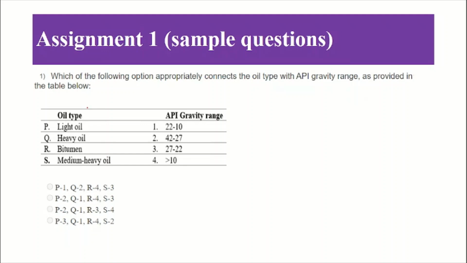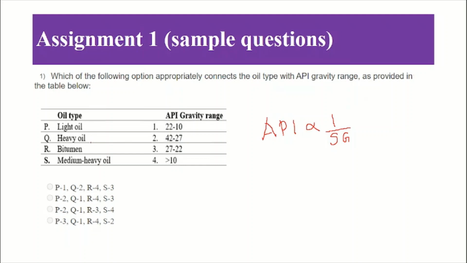I'd like to discuss the API gravity range first. The API gravity range is inversely related to the specific gravity of a substance, and specific gravity is basically the density relative to a reference density, which can be that of water. The denser or heavier a substance is, the lower its API number will be. Looking at the options, first we'll go with light oil. Light oil is the lightest among all four here.